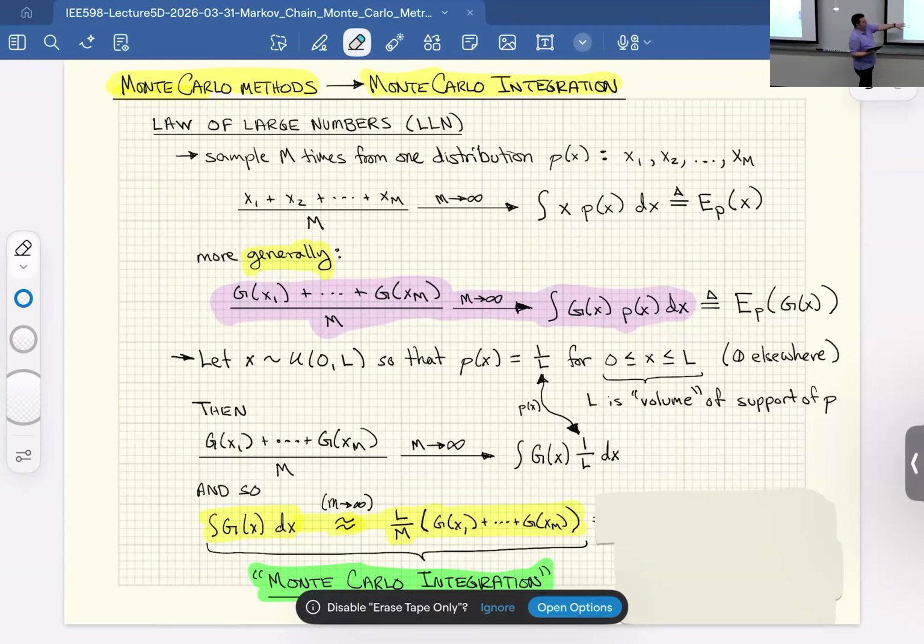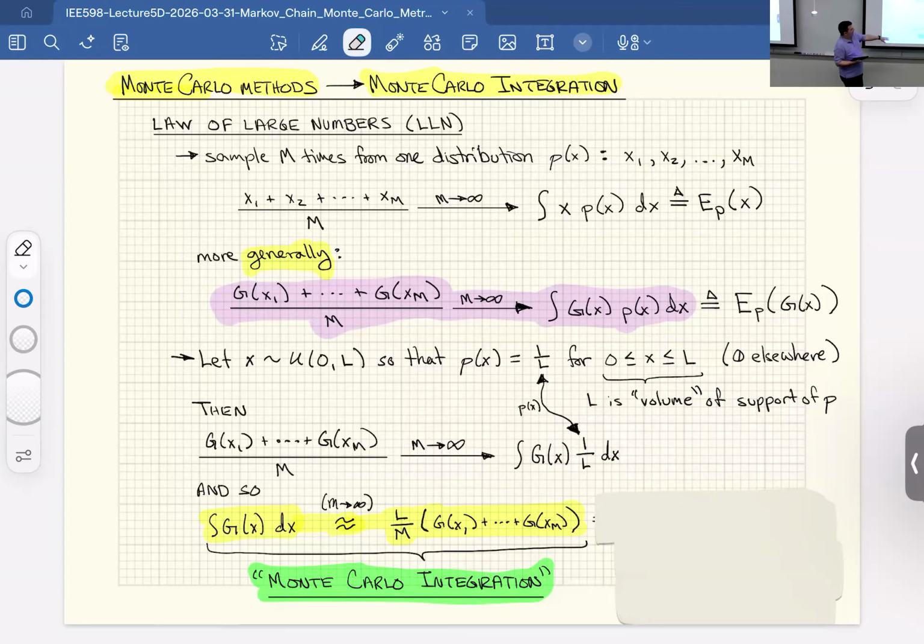So the integral of G is just this average here, this L volume divided by M, because I'm taking an average of the sum of these things. And this is the essence of so-called Monte Carlo integration.